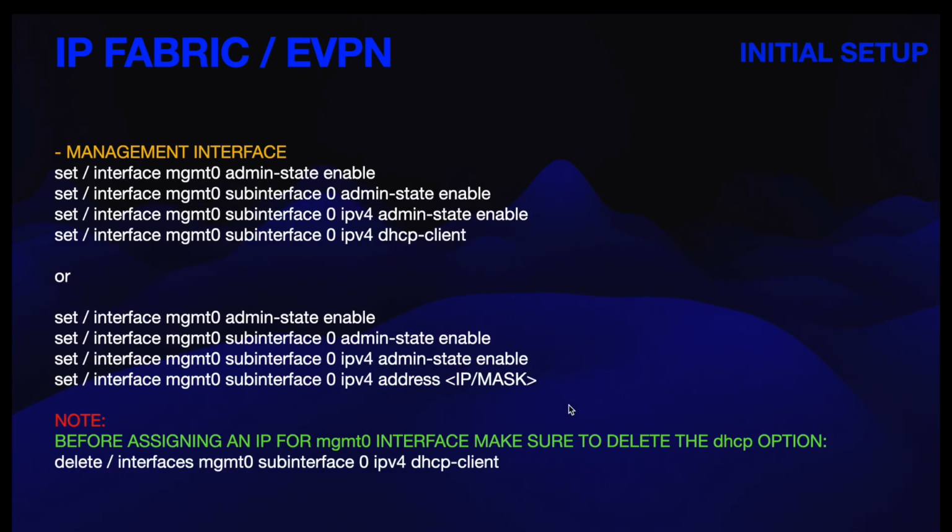Each Nokia SR Linux device will have a dedicated management interface. When you first fire it up, you will notice that the management interface is configured as a DHCP client. So in order to add a static IP address, you will first need to delete the DHCP client configuration from that interface, and after that you will need to add a static IP address.